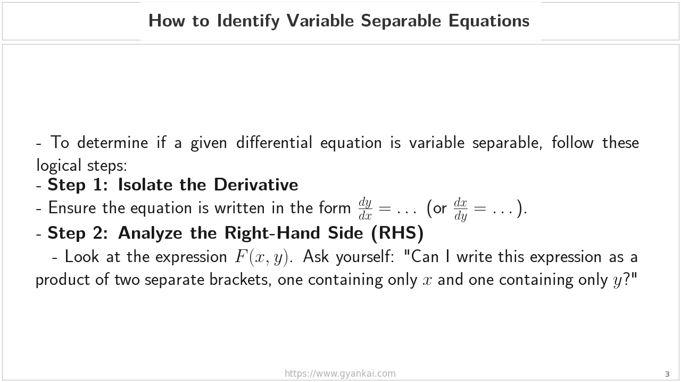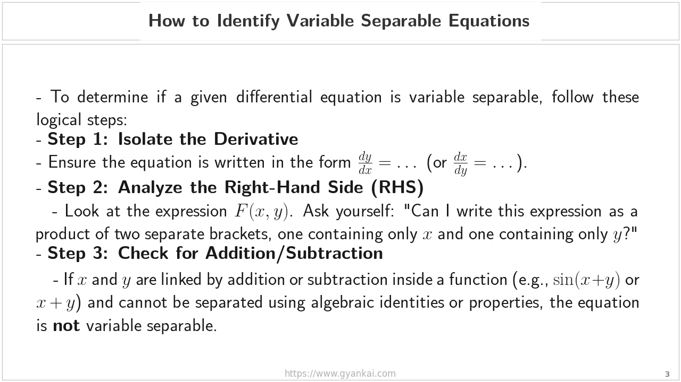Step 2 is to analyze the right-hand side. Once the derivative is isolated, look closely at the expression on the right-hand side, which we call f of x, y. This is the most critical part. I want you to ask yourself, can I rewrite this entire expression as a product of two separate brackets, where one bracket contains only x and the other contains only y? Remember, we are looking for multiplication, not addition.